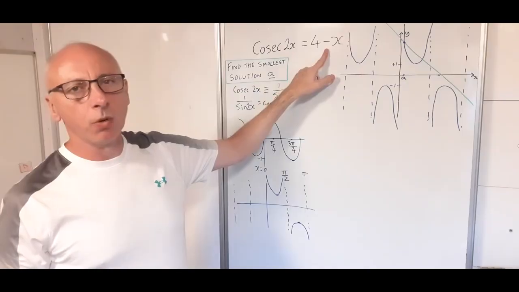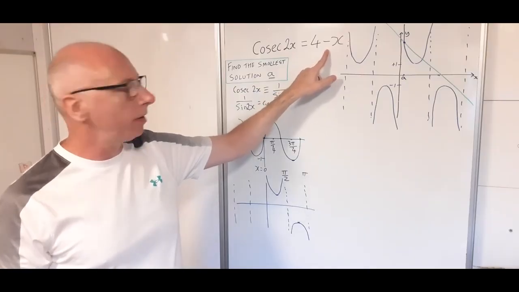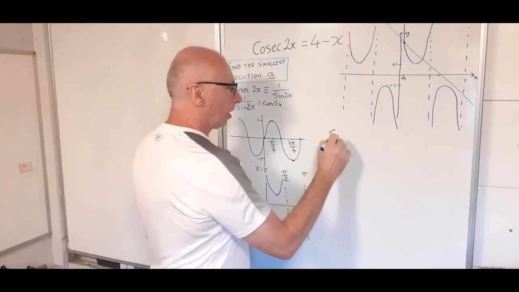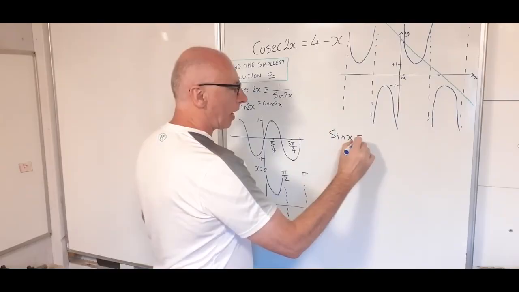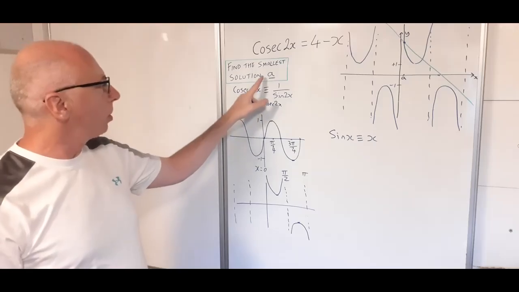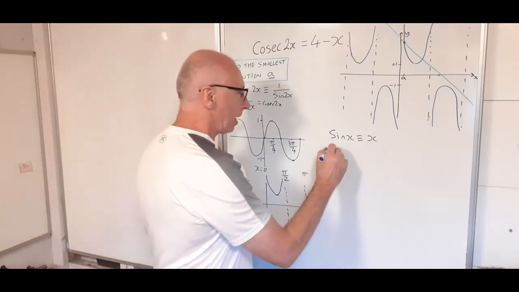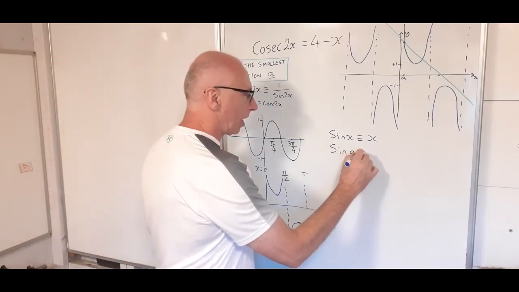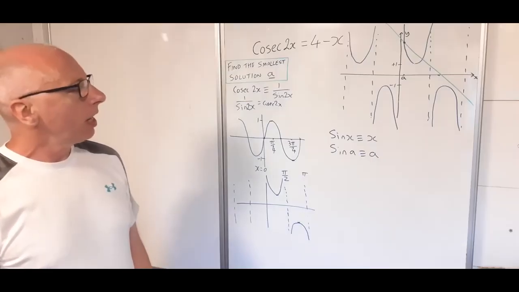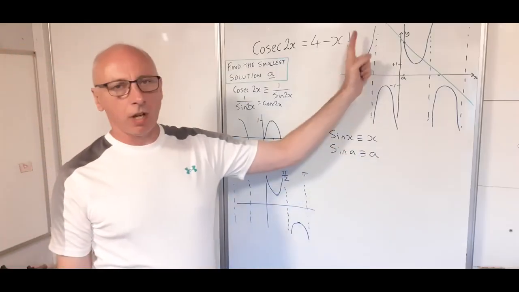So we can use something called the small angle theorem. If I think of x, let's just write it here, sine of x in the small angle theorem is just x. But we want to find it in terms of A. So what I'm going to do is just change this. So sine of A is equivalent to A. Okay.